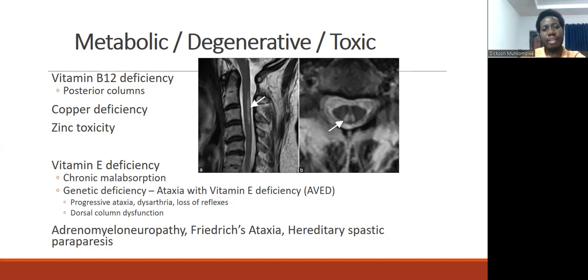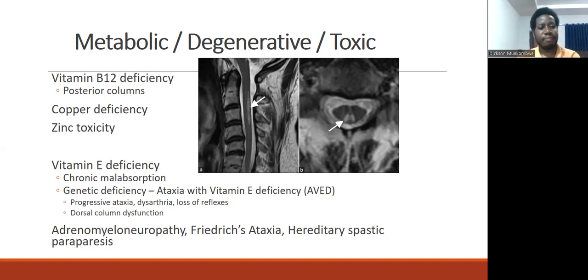Then in terms of metabolic, degenerative and toxic etiologies of spinal cord disorders, we tend to consider vitamin B12, which preferentially affects the posterior columns. It's an important differential. And copper deficiency, as well as vitamin E deficiency, also tend to preferentially affect the posterior columns. Even though we don't routinely test for copper and zinc, they are important differentials in a patient with a posterior cord syndrome.